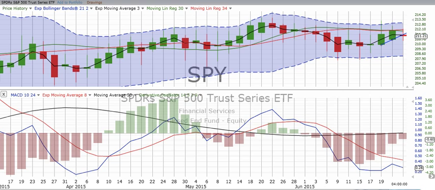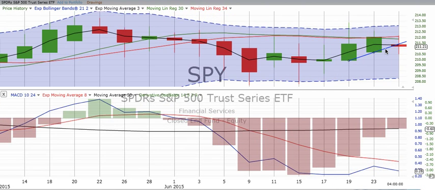Now, again, the caveat we run into here is we are in the summertime trading zone, and it is herky-jerky with much lower volume. We've switched over now to SPY. Let's take a look at that. That's the Standard & Poor's 500. This is an ETF, an exchange-traded fund that tracks that. It looks very similar to IYY.